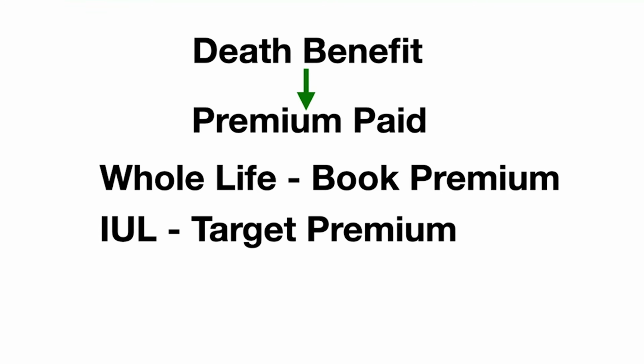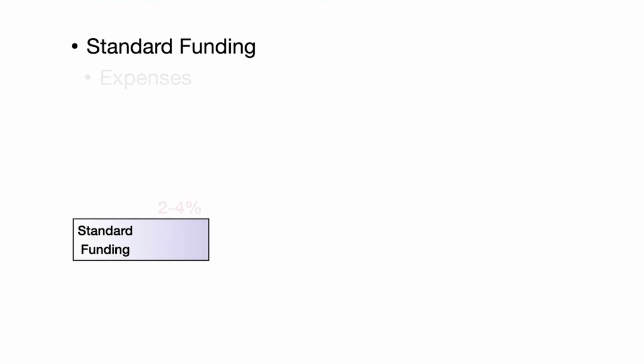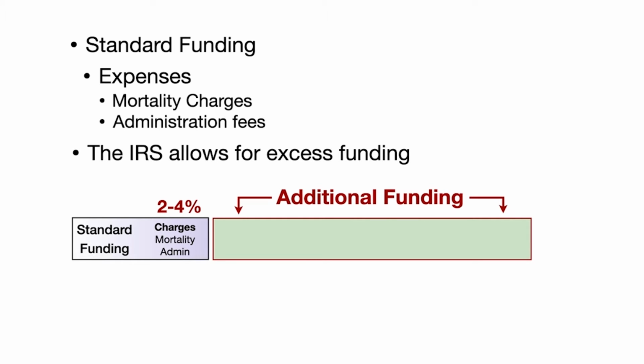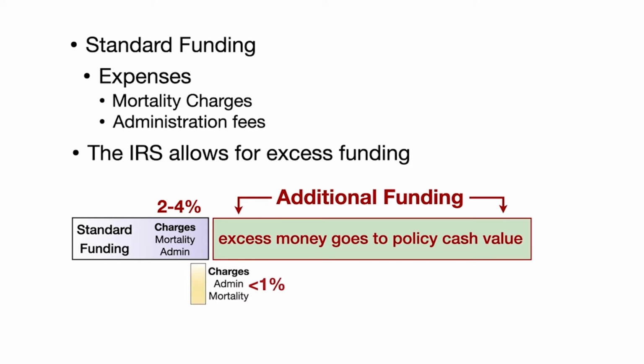When using standard funding, expenses might be around 2 to 4%, which pays for mortality and administration charges. Policy expenses, of course, will vary depending on the company and the product, but the IRS allows you to put in more excess cash over the standard amount, which goes directly into your cash value to increase accumulation. With this additional funding, the expenses can go down to maybe even 1% or less.